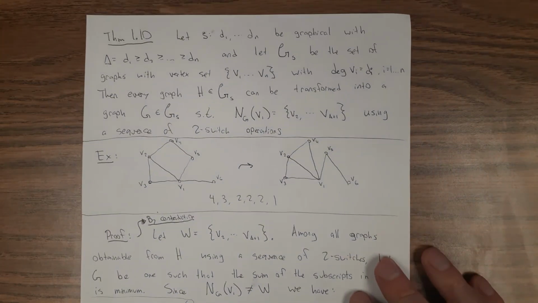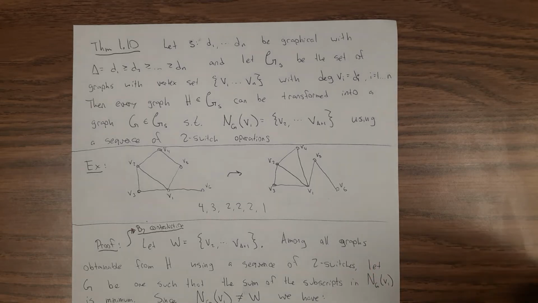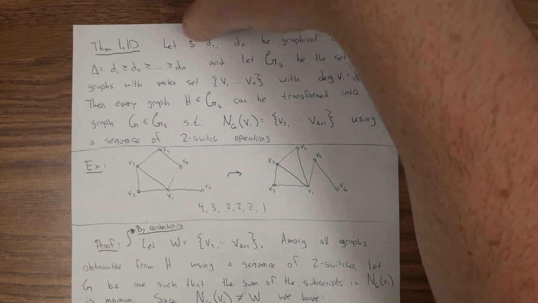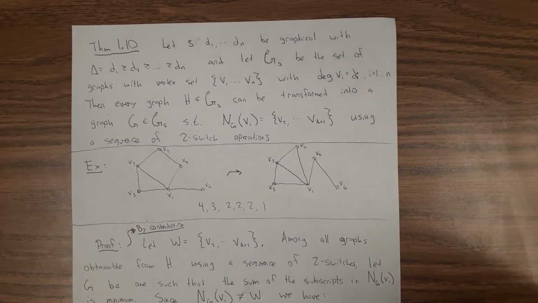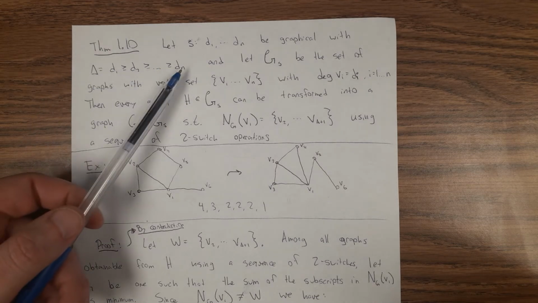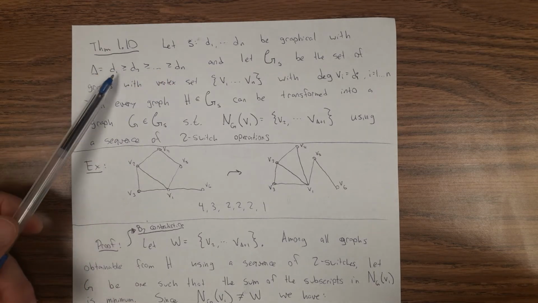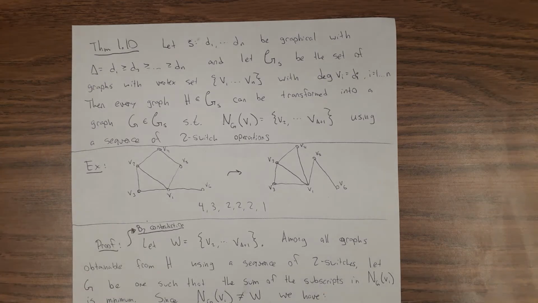All right. So let's have a theorem. This is theorem 1.10 in the book. Let a sequence S consisting of the numbers d1 through dn be graphical. And let's assume that it's in this standard, non-increasing form. So d1 is greater than or equal to d2 and so on. And capital delta is going to be another name for d1. It's the largest degree of any vertex in the graph.